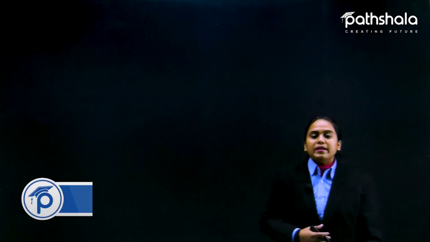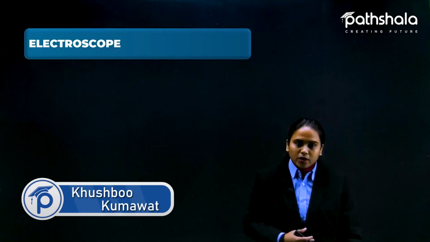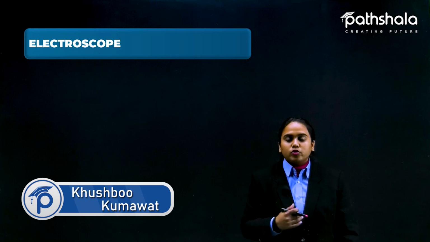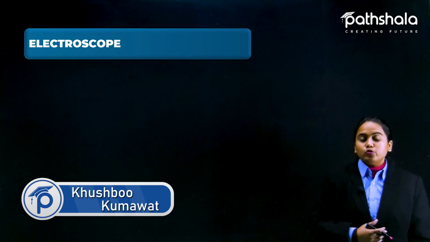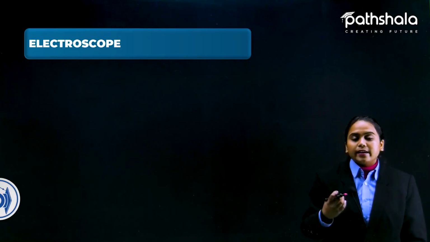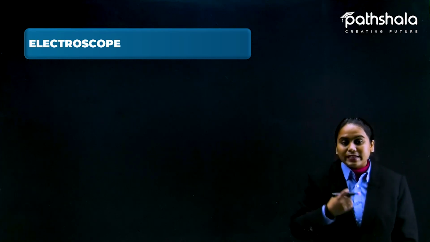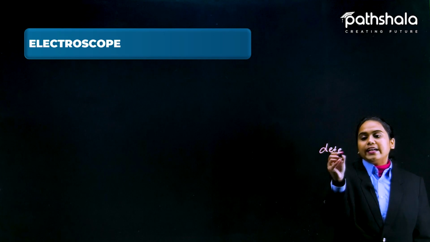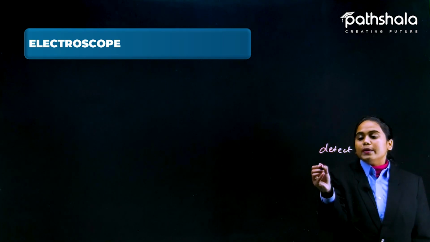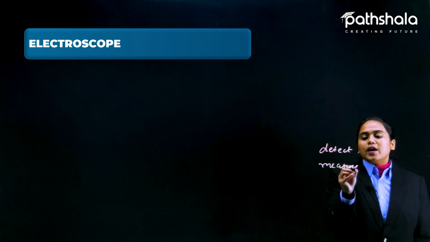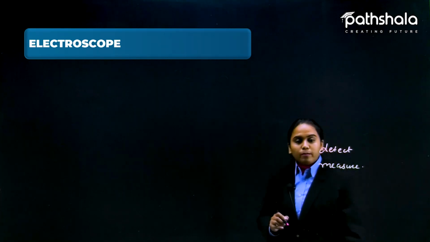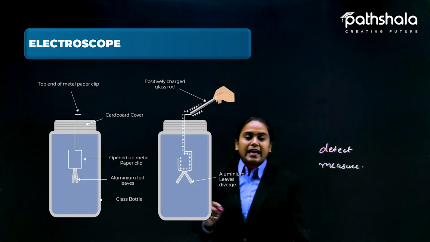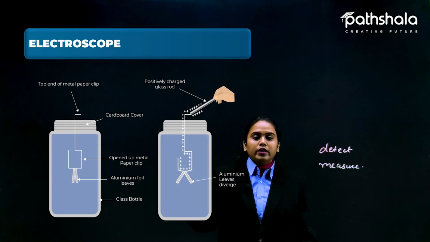Students, our next topic is the electroscope. What is the use of an electroscope? It is a device which is used to help in detecting whether a charged particle is present on an object or not. It helps us to detect the charged particle and to measure how much charge is present on any object. Here is the diagram of our own electroscope.